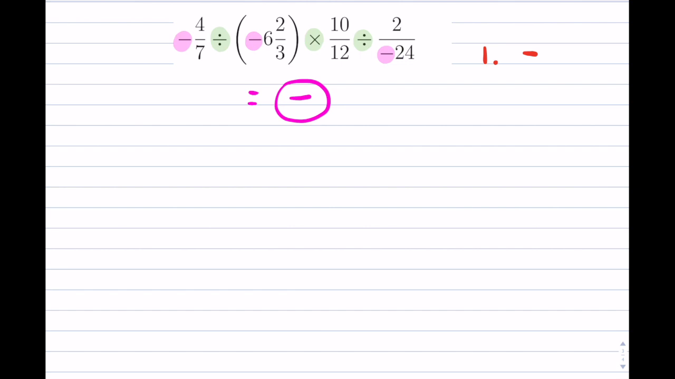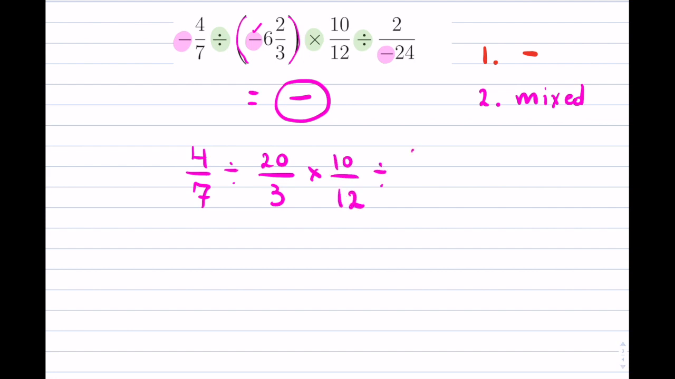Next, what do I do? Number 2 is I don't want to have any mixed numbers. I just want to have fractions. So let me change all of these. This is 4 over 7, that's already a fraction. Now this is not a fraction. Because I got rid of the negative, I no longer need these brackets here. So I'm going to change this to a fraction. 3 times 6 is 18 plus the 2, so that's 20 over 3. And these ones, I have 10 over 12. These ones are already fractions. So that's step 2.